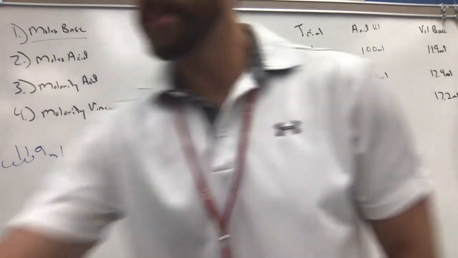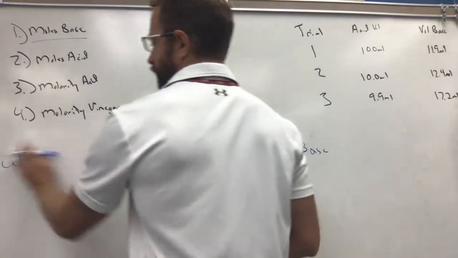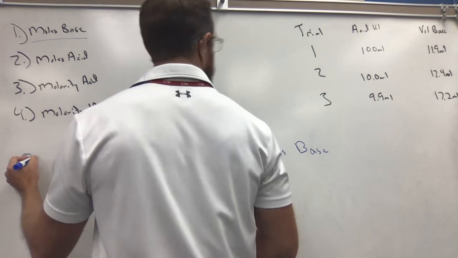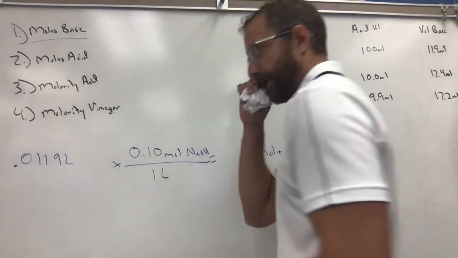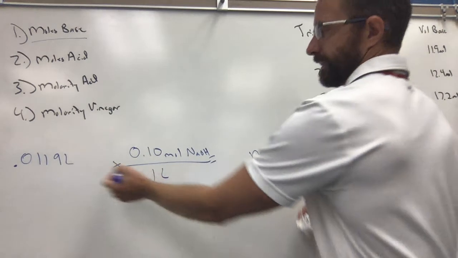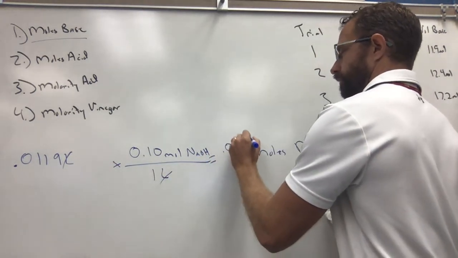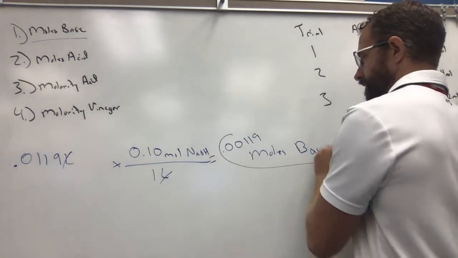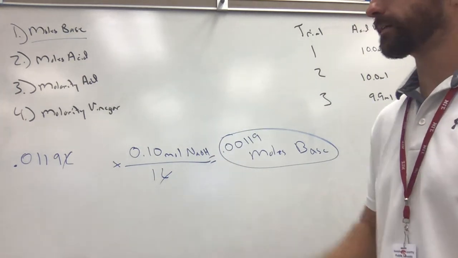So I'm going to rewrite this, and on our lab report we would want to show this in a pre-problem basically. 0.0119 liters of base. If I take 0.0119 liters of base, multiply it by 0.1 moles per liter, my liters cancel out, and that's going to give me moles of base of 0.00119, right? There's an extra 0 now because of the 0.1. That's how many moles of base it took us to titrate that. A calculation like that is what we're going to do.